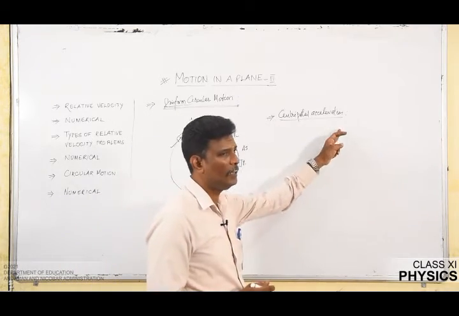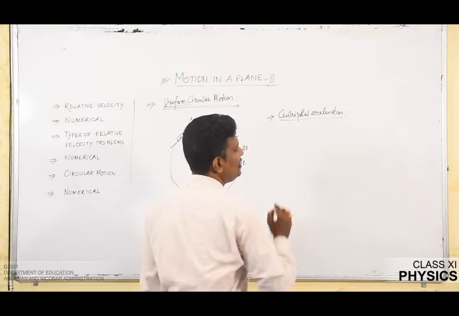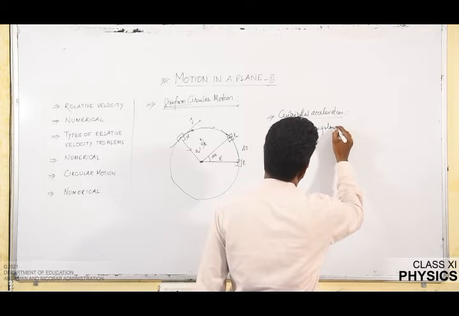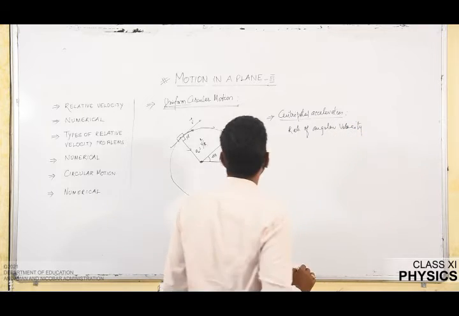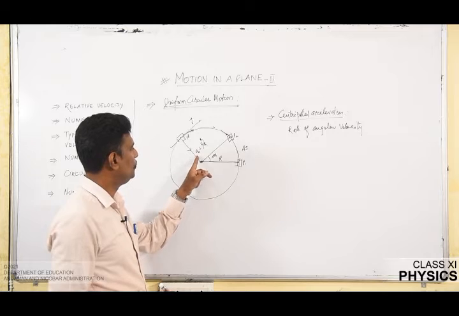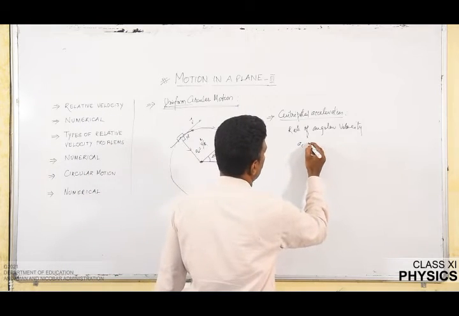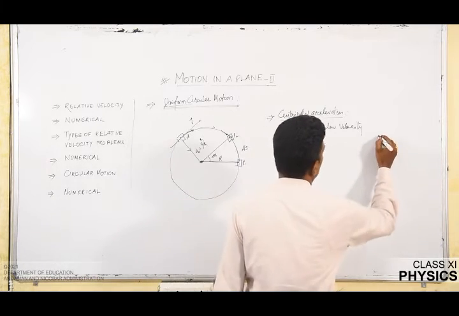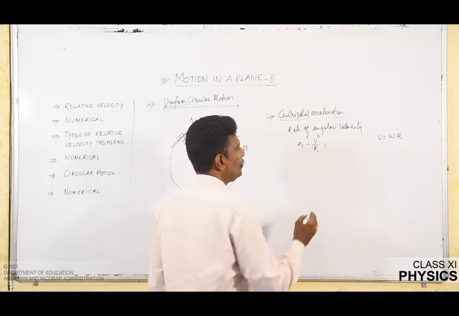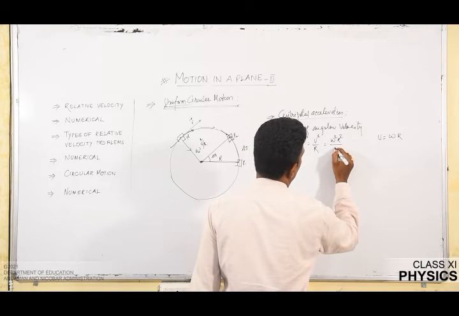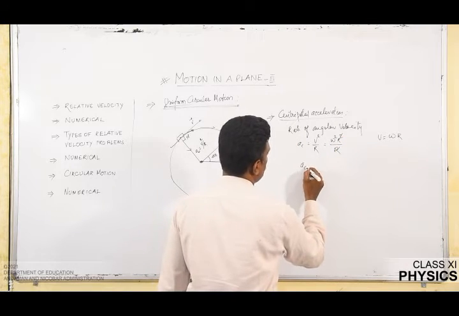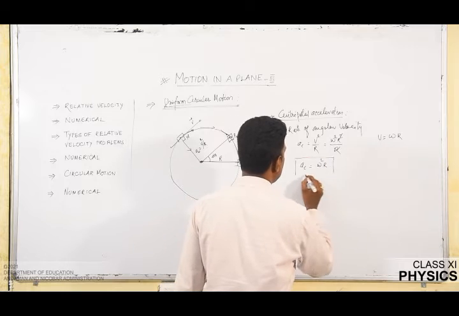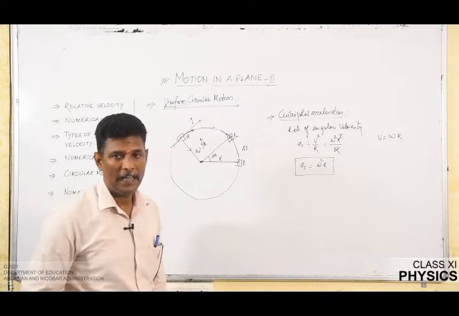Next term is centripetal acceleration. We know centripetal acceleration is equal to v square by r. So, AC is equal to v square by r. Just now we have derived that v is equal to omega r. So, we can put here omega square r square by r. So, this will get cancelled, and centripetal acceleration will be omega square r. So, this is the centripetal acceleration.